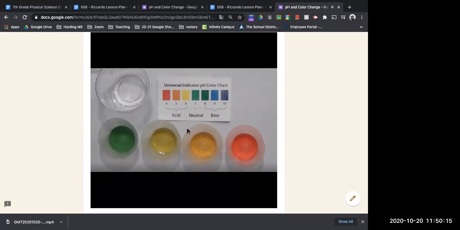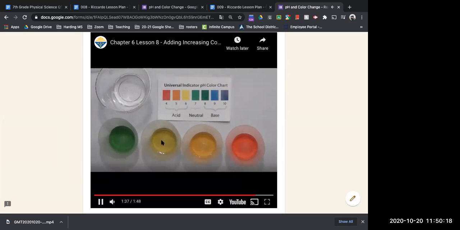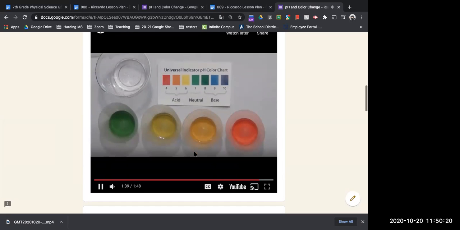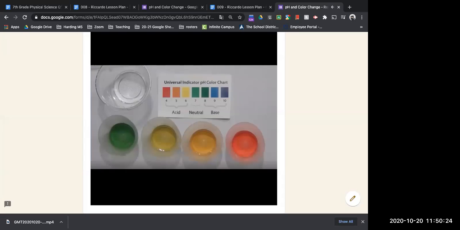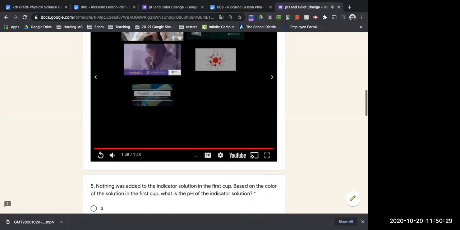As the citric acid solution became more concentrated, the color moved from green towards red on the pH color chart. Yeah. And as the citric acid solution became more concentrated and more acidic, the number on the pH scale decreased. All right.